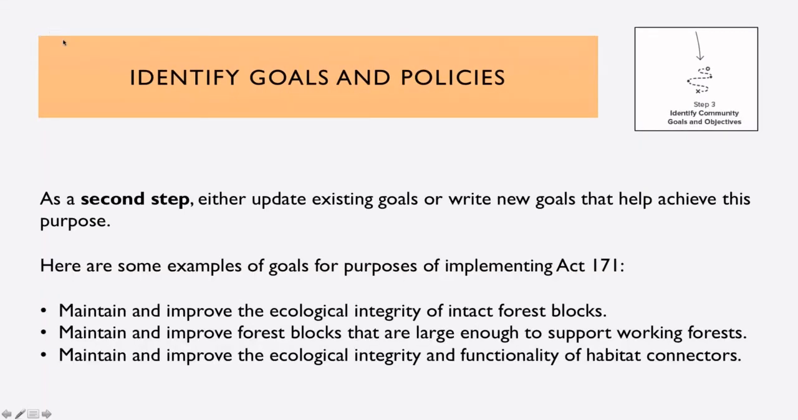Okay, as a second step, either update the existing goals or write new goals that help achieve the purpose, as I just mentioned. Here are some quick examples of goals you could consider in meeting the intent of Act 171: to maintain and improve the ecological integrity of intact forest blocks, or to maintain and improve forest blocks large enough to support viable working forests, or to maintain and improve the ecological integrity and functionality of habitat connectors. This is offered in the guidance, or you could craft your own.